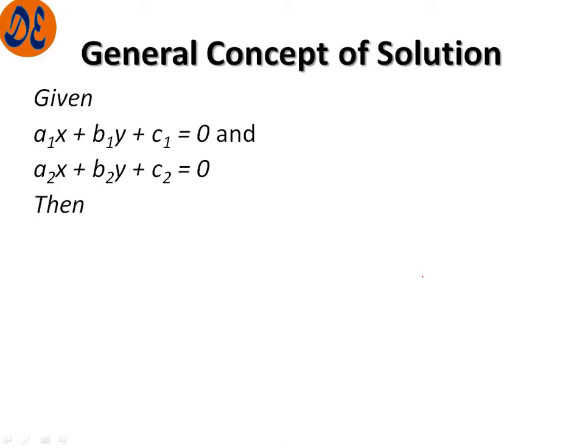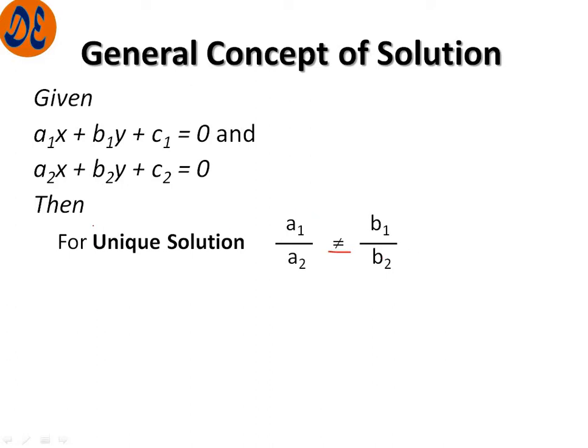Now the second thing that we have already done: for a unique solution, if these equations are given, a1 by a2 is not equal to b1 by b2. That means if we find a1 by a2 is not equal to b1 by b2, then we can say the equations have a unique solution, and in that case the solution is consistent.